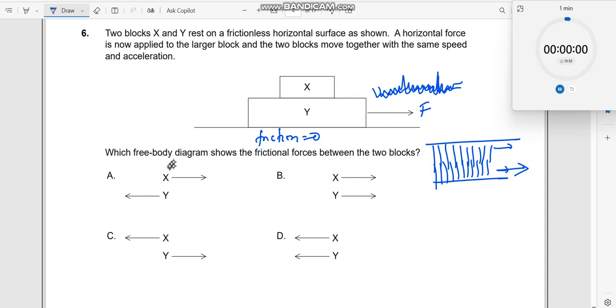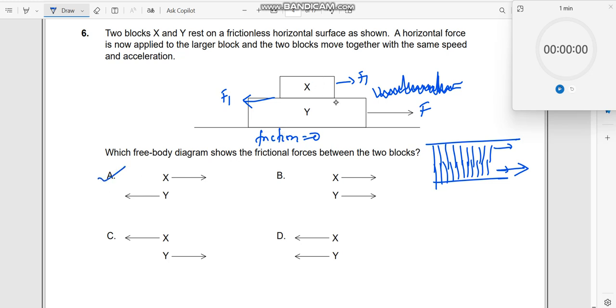So now what is happening? What is the free body diagram which shows the frictional force between the two blocks? See, if F is the force acting on Y, there should be a new force F1 which acts on X. If F1 acts on X, then an equal and opposite force also acts below over here, which is also equal to F1. Only then these two will be together in the same location, right? So they will be moving together, stationary with respect to each other. And as a result of it, the right option would be option A.